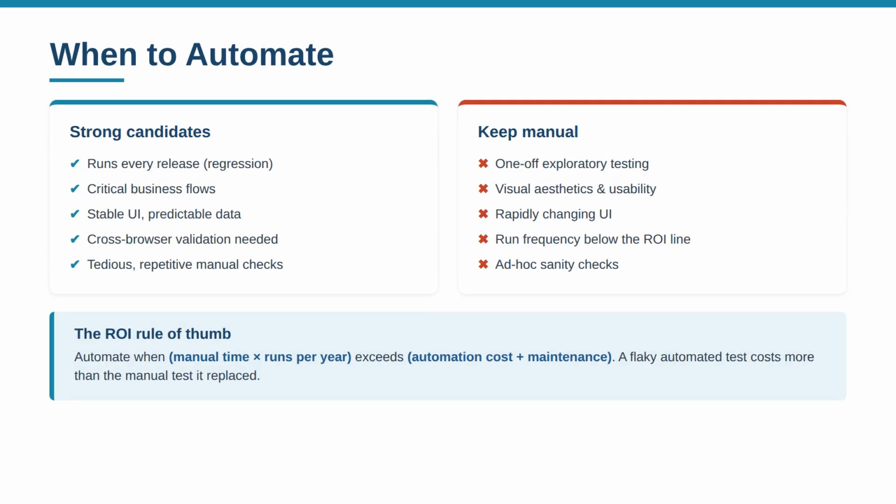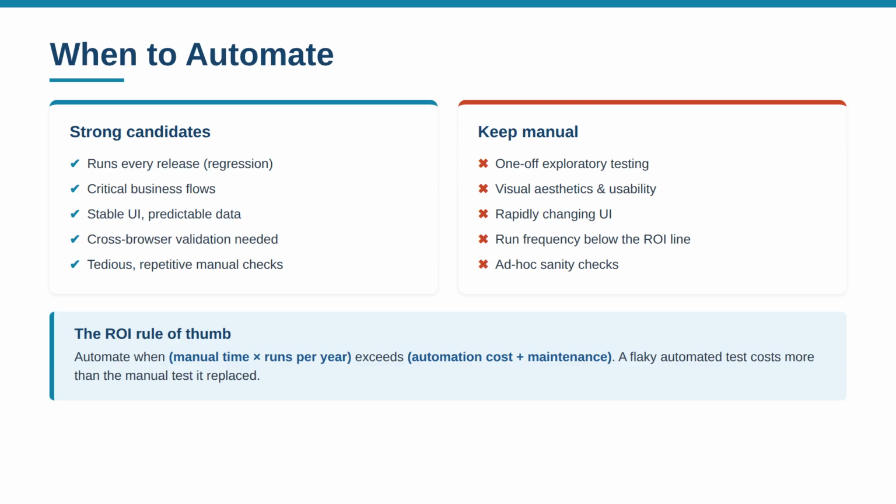Not everything should be automated. This is a judgment call, and good QA engineers make it explicitly. Strong candidates for automation are scenarios that run every release, regression checks, because the manual effort compounds over time. Critical business flows where a failure before release is unacceptable. Stable UI with predictable data, because volatile interfaces make automation maintenance expensive. Cross-browser validation, because no one runs manually through Chromium, Firefox, and WebKit on every build. And tedious repetitive checks where executing manually adds no insight.